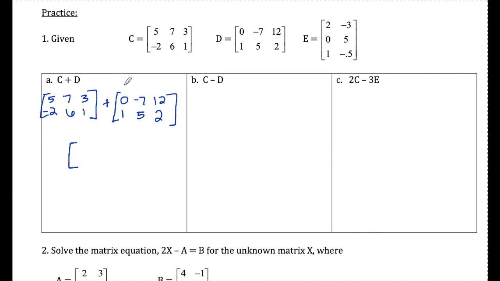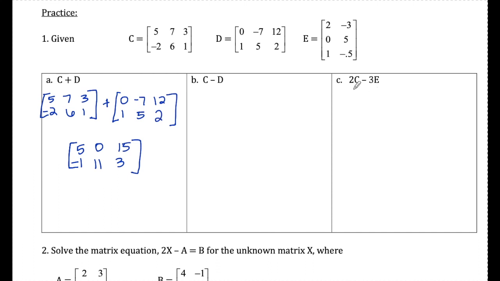I'm going to start adding. So 5 and 0 is 5. 7 and -7 is 0. 3 and 12 is 15. -2 and 1 is -1. 6 and 5 is 11. 1 and 2 is 3. There's my answer for matrix C plus matrix D. For C minus D, I would do the same thing. I would just subtract those corresponding elements.